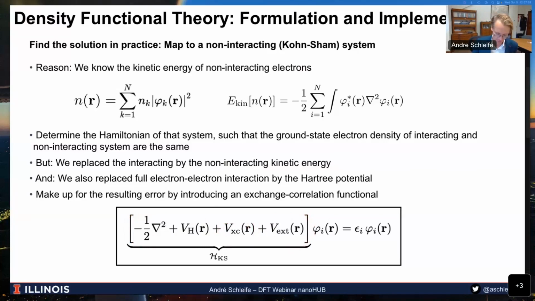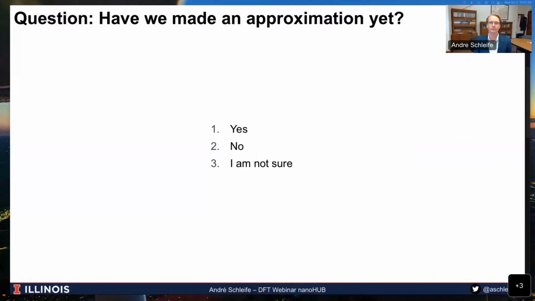At this point, do you think we made an approximation? At this point that you see here, this equation here, did we make an approximation? Same answers as before. Number one is yes, we made one. Number two, no, we didn't. And number three, I'm not sure. Yeah, well, people are answering that.